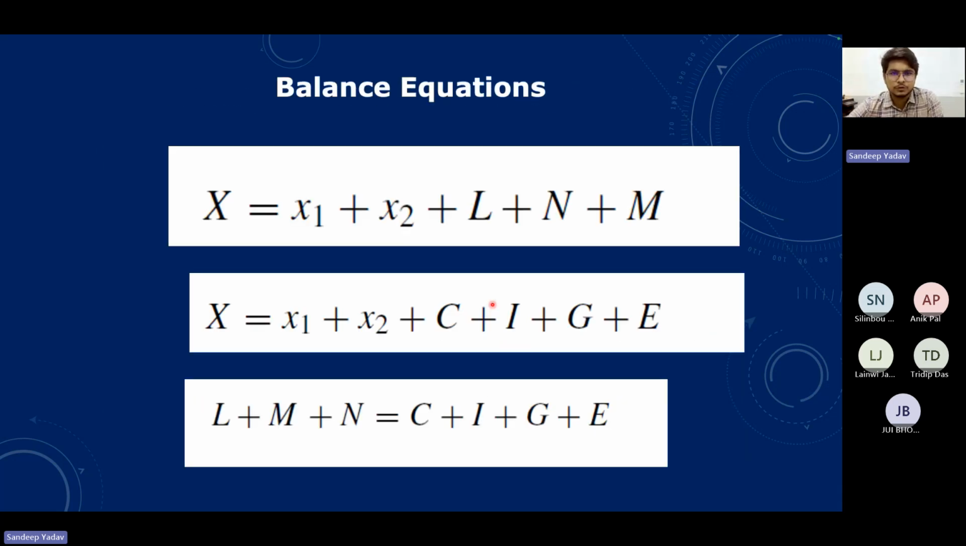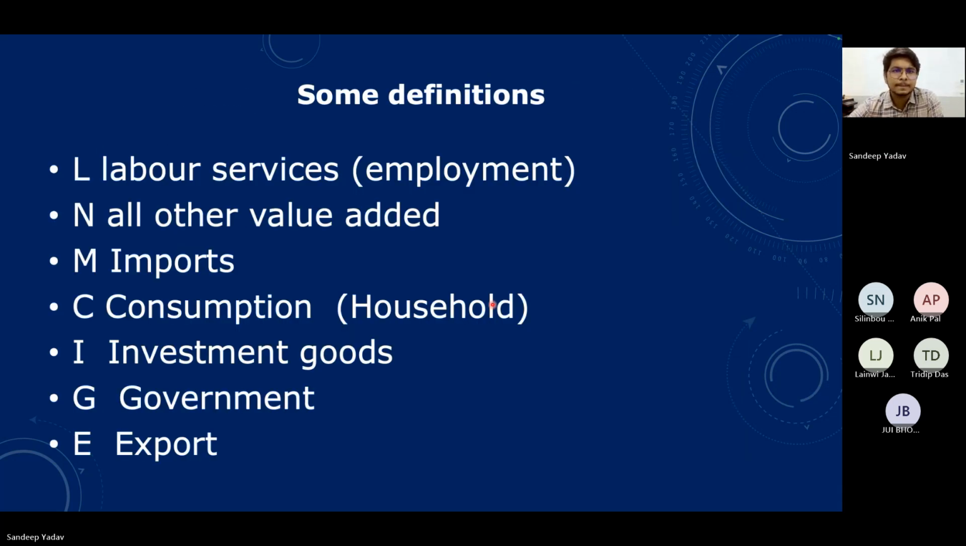I have a few questions. These are the balance equations, and there are some definitions: L is equal to labor services, N is all other value added, M is the imports, C is the consumption, I is the investment goods, G is the government, and E is the exports. These are the values that we are going to use frequently, so we'll just remember what the acronyms represent.